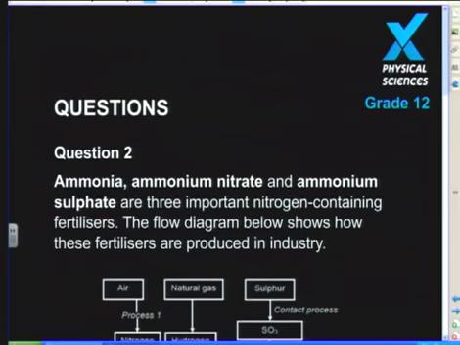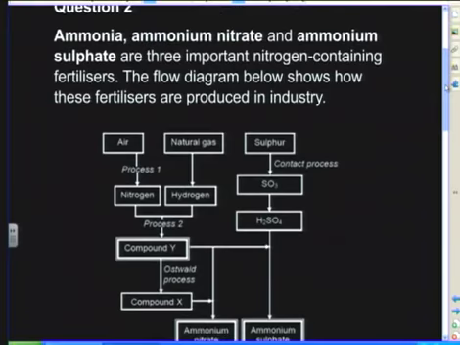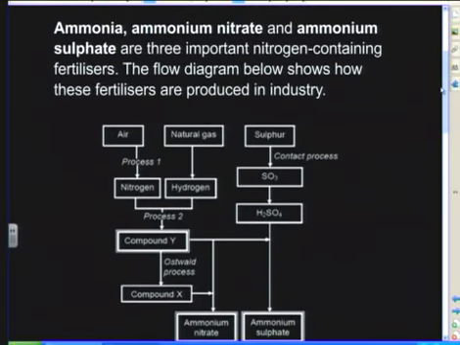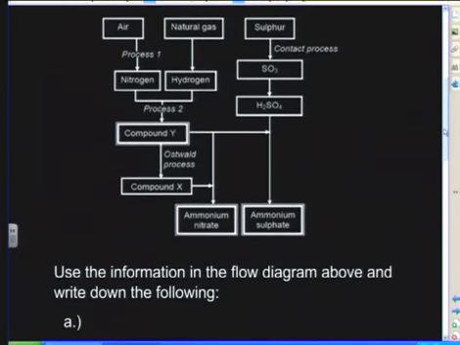Right. Next, still moving on, talking about questions. This is question number 2. Ammonia, ammonium nitrate, and ammonium sulfate are 3 important nitrogen-containing fertilizers. The following diagram below shows how these fertilizers are produced, okay? So that's what we have there. We have A there, process 1. We have explained that already. To nitrogen, that is fractional distillation. You can see that. And there we've got the contact process.